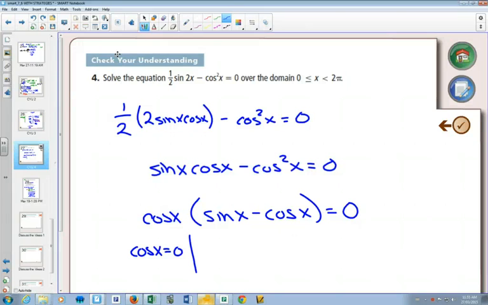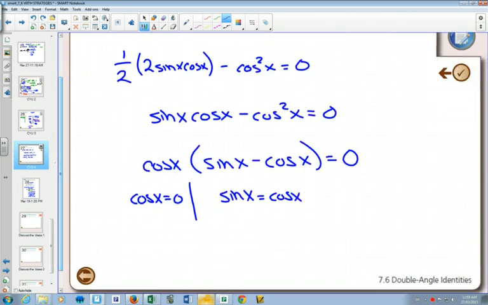Over here, all we can do is, if this is equal to 0, well, we know that sine x has to equal cos x. Still a little bit problematic, because we still have two trig functions there. But I'm going to tell you we're going to be able to do this specific case. First of all, let's do the easy one.